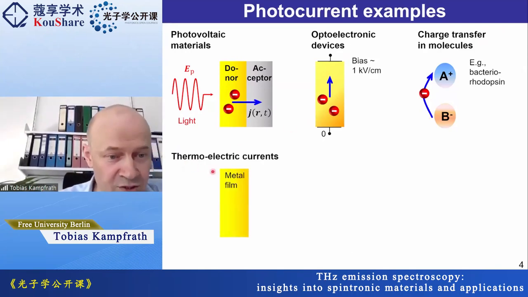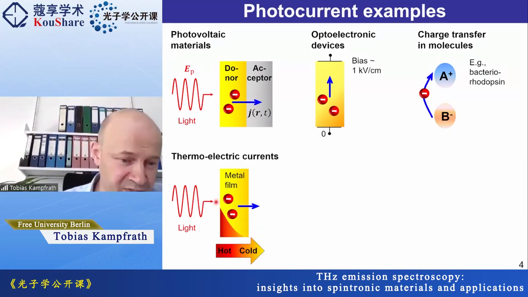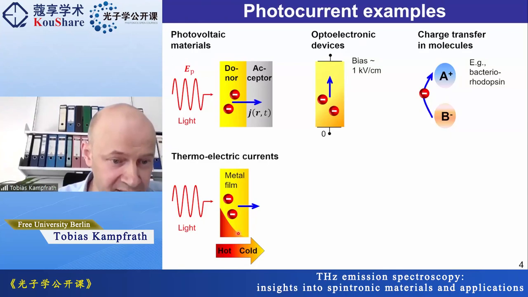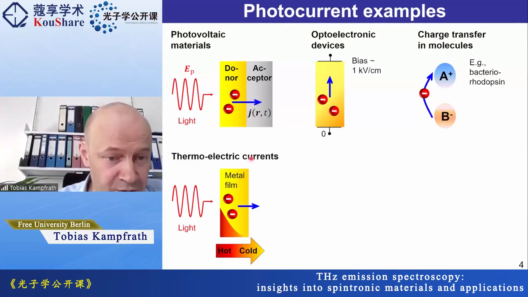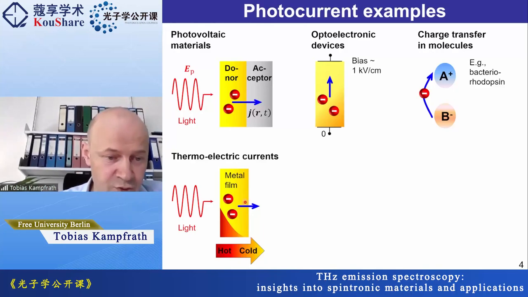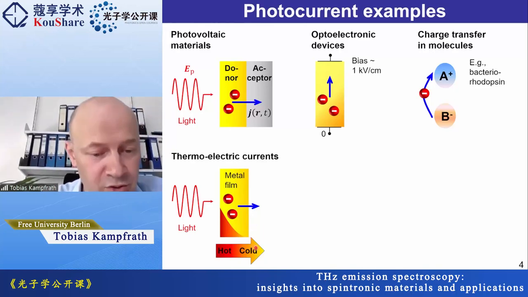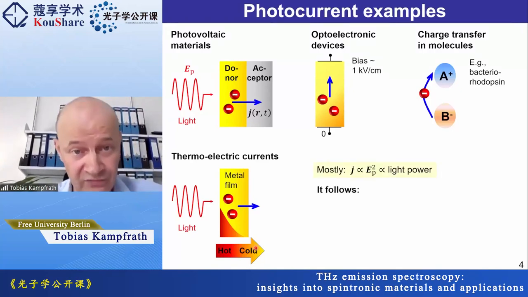And finally, you can also think about thermoelectric currents. Let's consider, for example, a metal film excited with light. We know that the light field will be attenuated on a length scale of tens of nanometers. This means we induce a temperature gradient in our material, and due to this temperature gradient, so-called thermoelectric currents can flow, for example, due to the famous Seebeck effect. Electrons will then, for example, flow from the hot to the cold regions of this metal film. So all of these are examples of photocurrents, and you see that these are very diverse examples.